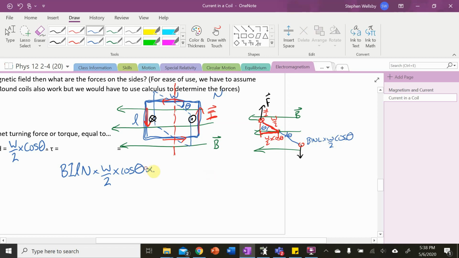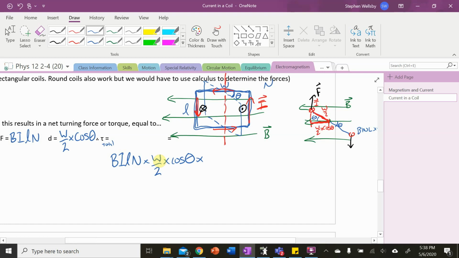If we want to figure out the total amount of torque, it's going to be the torque from one, which is BILN, times the distance, which is W over 2 times cos theta, and we multiply that by 2 because there are two torques both acting in the same clockwise direction, which means we can cancel these out. Now, this is one way of writing it.